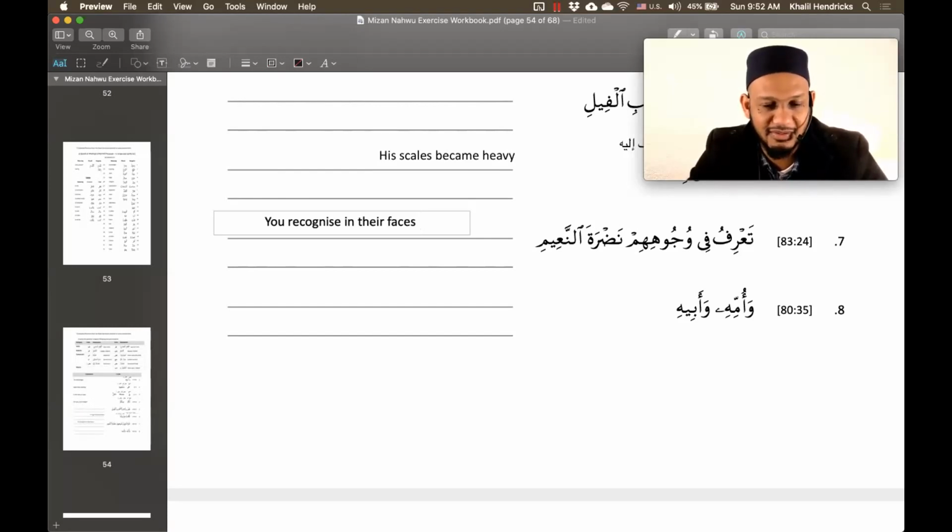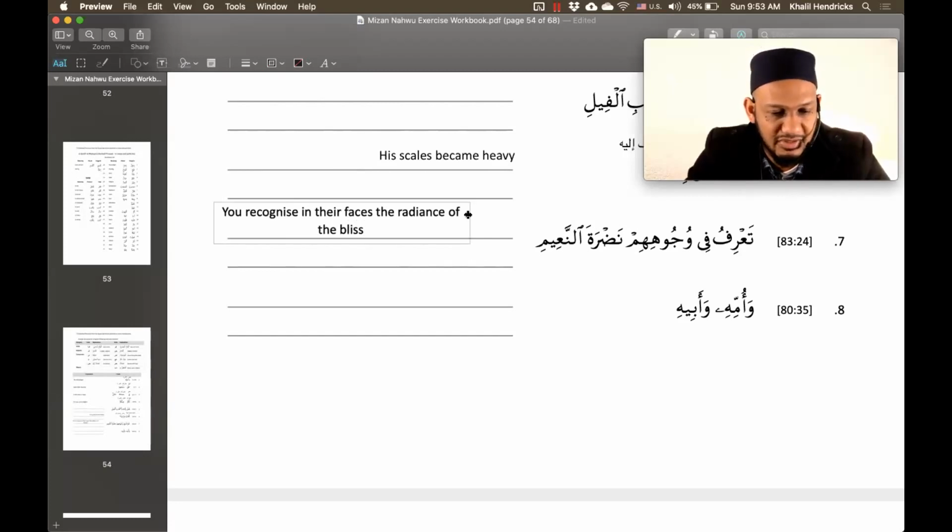So I'll add what? Of. Of, and also before nadra, what will I add? The. Okay, good. So carry on. So you recognize in their faces the what? Splendor of the bliss. Or I'll use radiance. Radiance of the bliss.